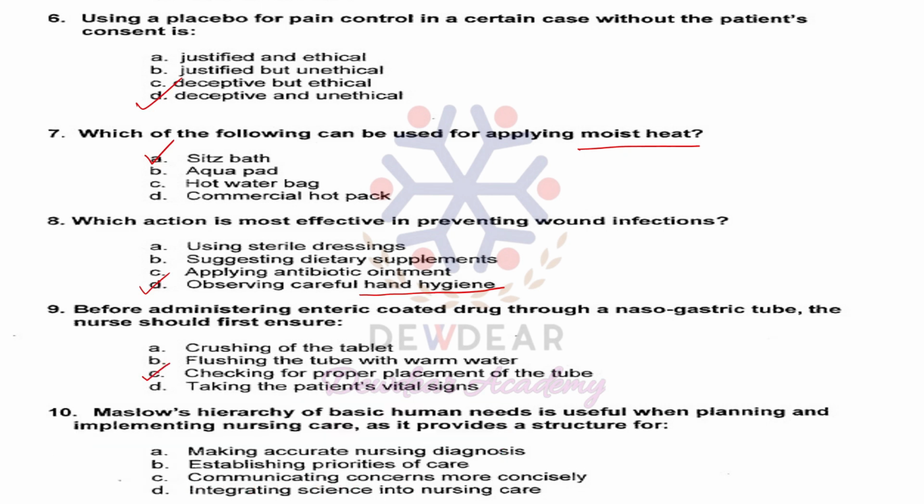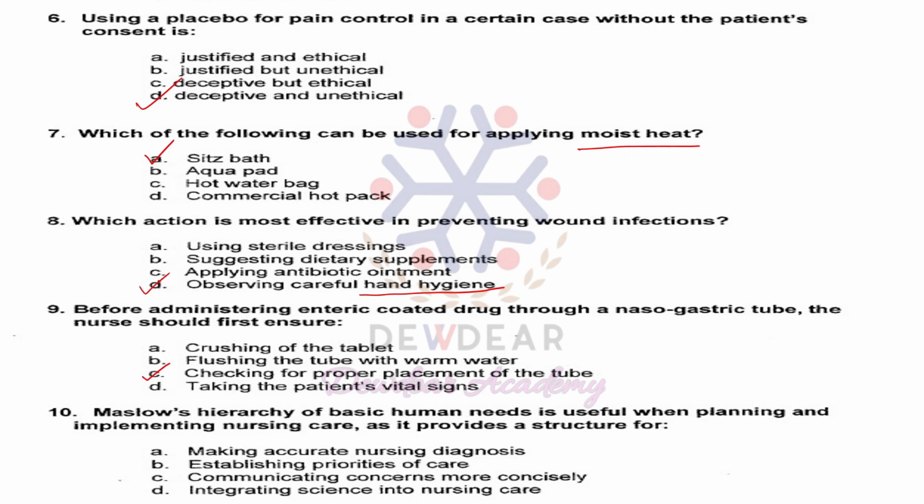So checking for the proper placement of the tube is the most important thing before administering anything through this nasogastric tube, rather than giving importance to crushing of the tablet or flushing the tube with warm water or taking the patient's vital signs. The most important thing is to check proper placement of the tube.